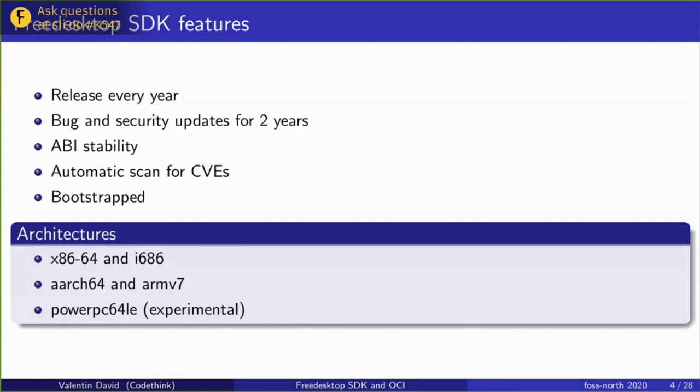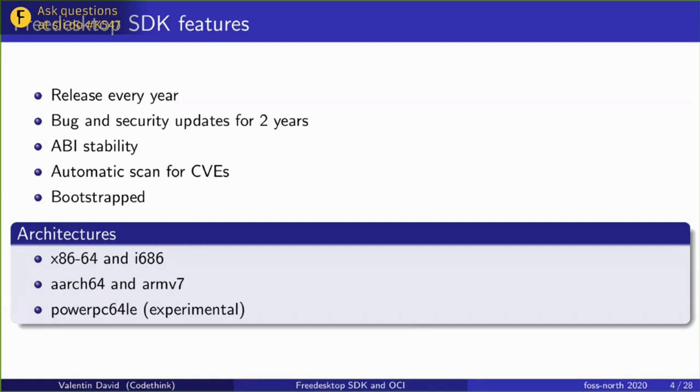We also have some automatic scan for vulnerabilities. So we look at the CVE database and we verify it against all the sources that we use and see whether we actually have some vulnerabilities so that we can fix those. The fix is not automatic, we have to do it, but at least we have a report of what we know we are affected with.